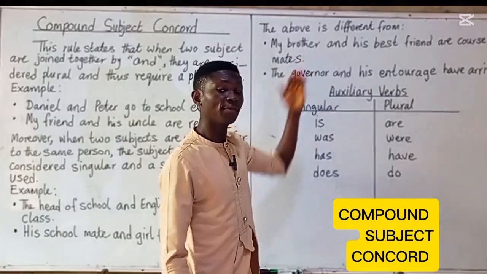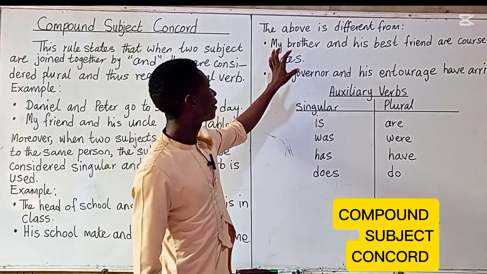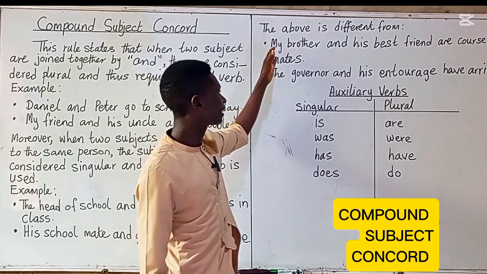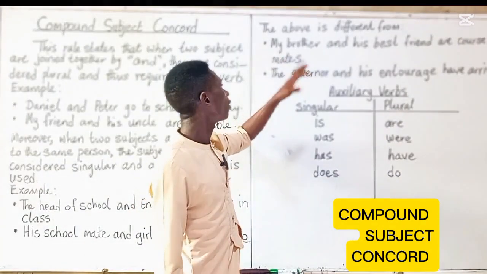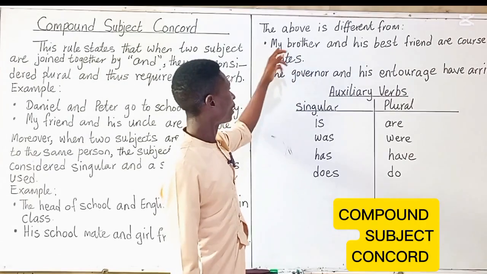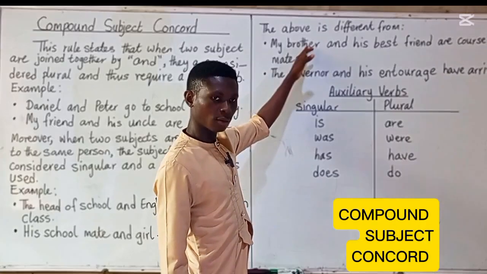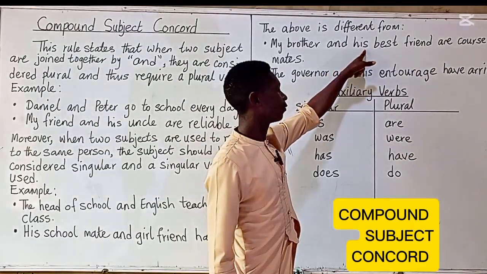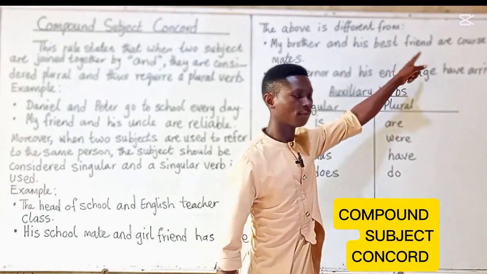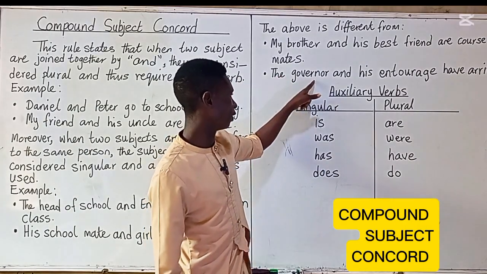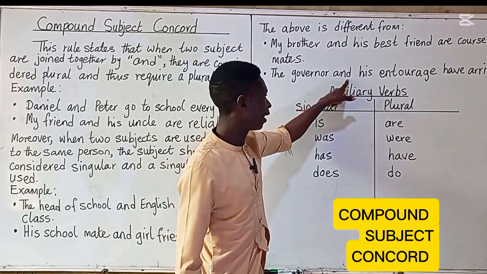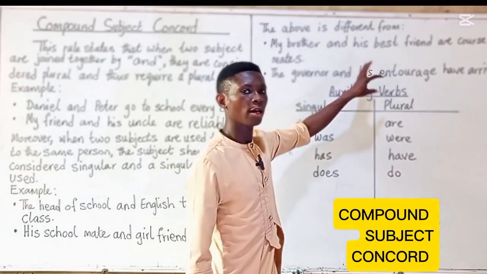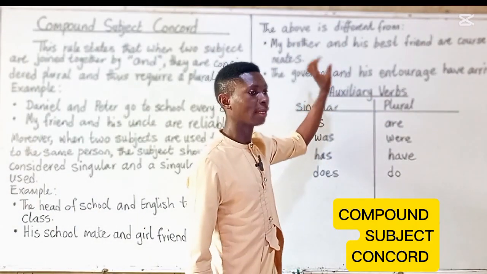The difference is that when the two subjects are stated this way, you will have an article or a determiner before the main subject. My brother. Then, after the conjunction and, you have his, which is another determiner before best friend. The same thing here, the governor. After and, we have his entourage. So when you have it arranged this way, note that it is considered plural.